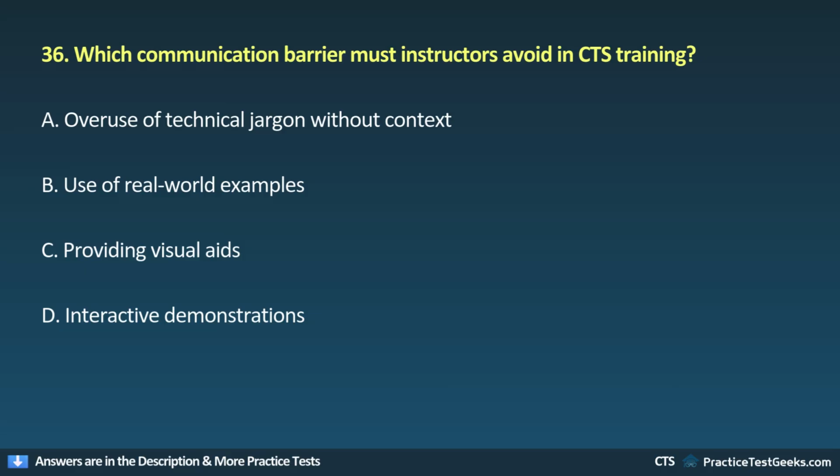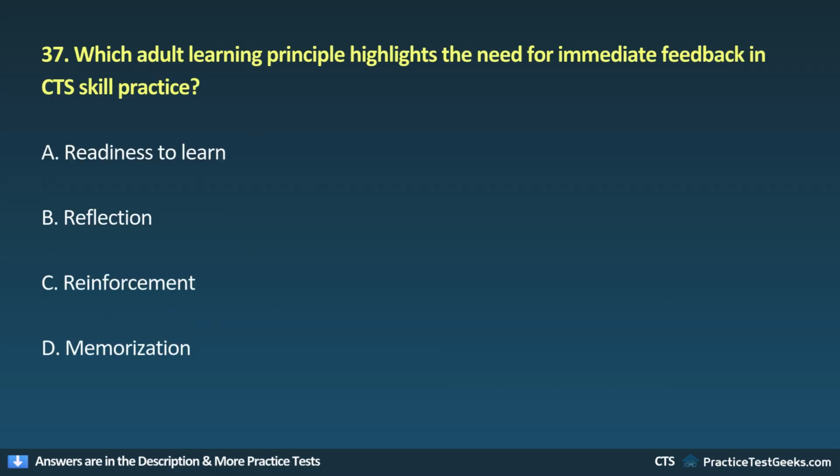36. Which communication barrier must instructors avoid in CTS training? A. Overuse of technical jargon without context. B. Use of real-world examples. C. Providing visual aids. D. Interactive demonstrations.